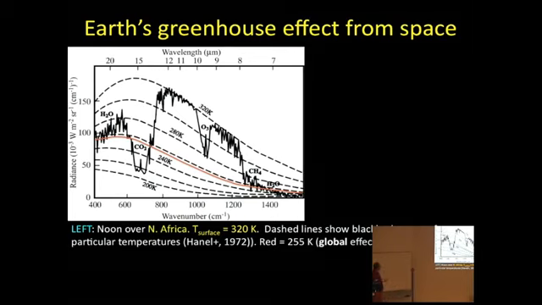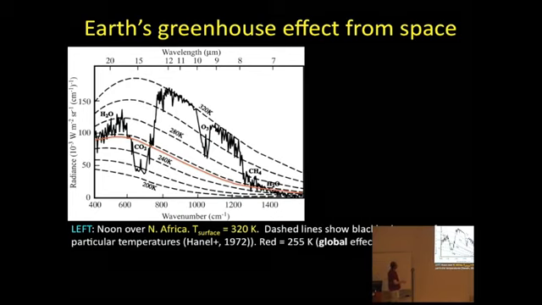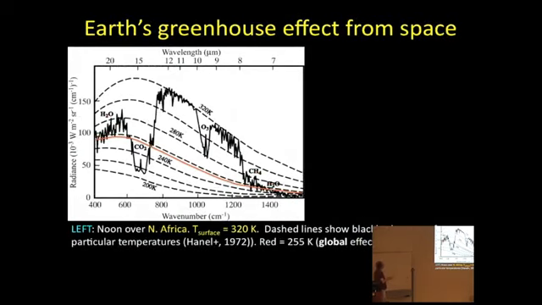But elsewhere, we see cooler brightness temperatures, which means they're coming from higher up in the atmosphere. But this is effectively a visualization of the greenhouse effect. And we see a lot of water vapor bands out here, 20 microns, over here at these wavelengths, and methane here, 7.6 microns, ozone, 9.6 microns, CO2 band at 15 microns.